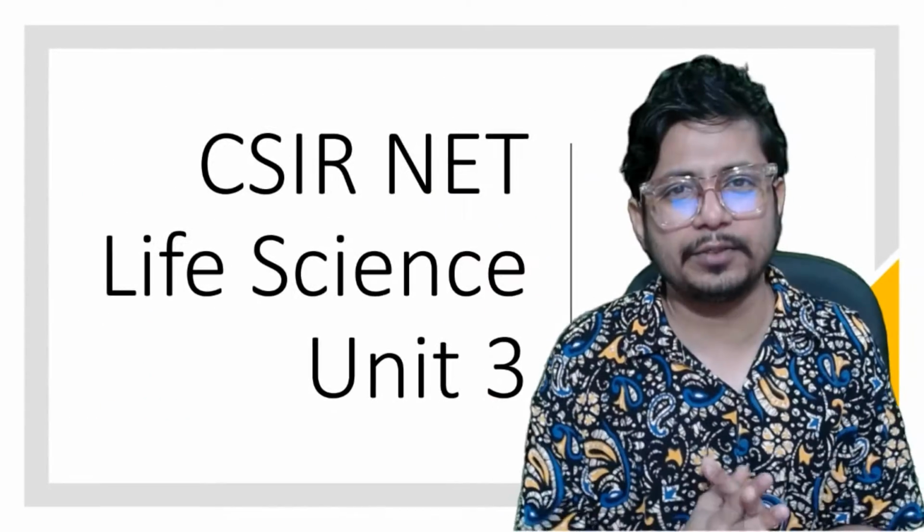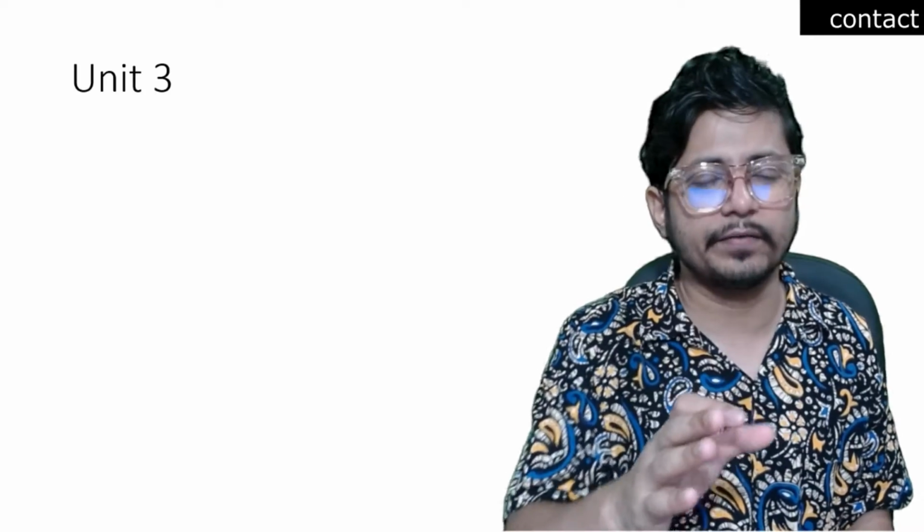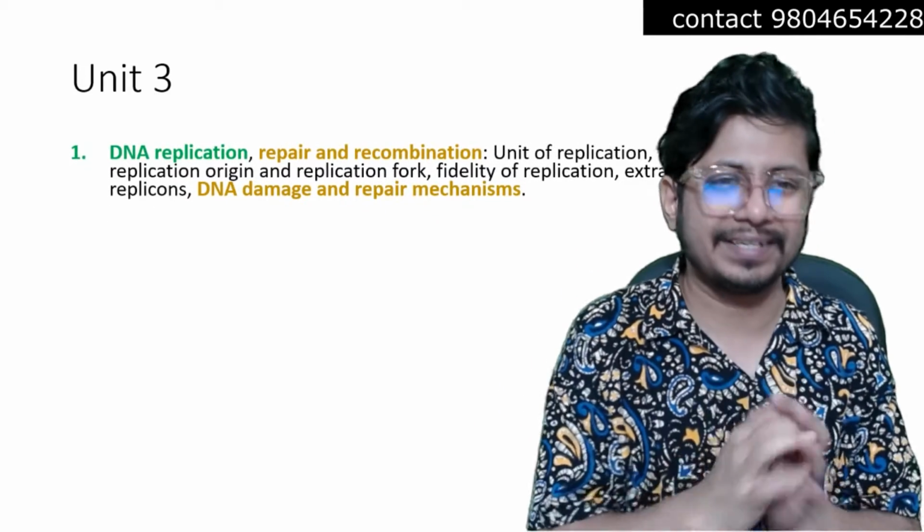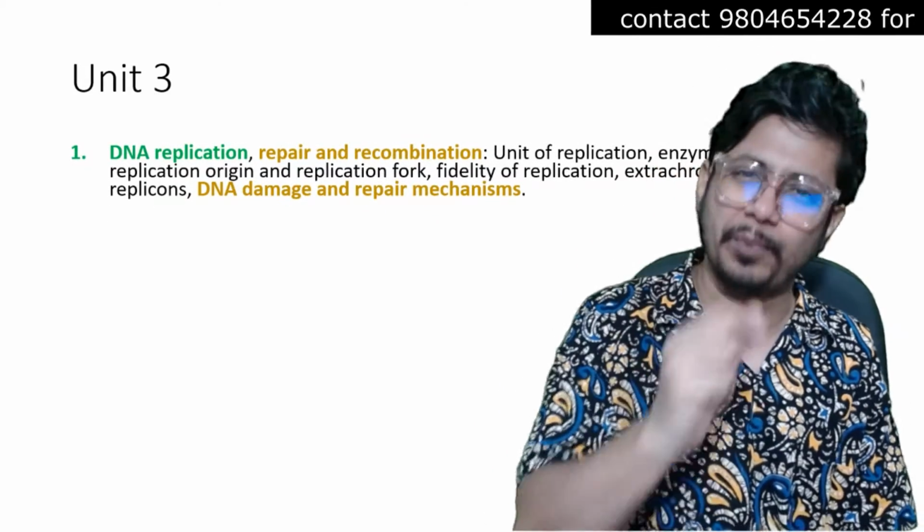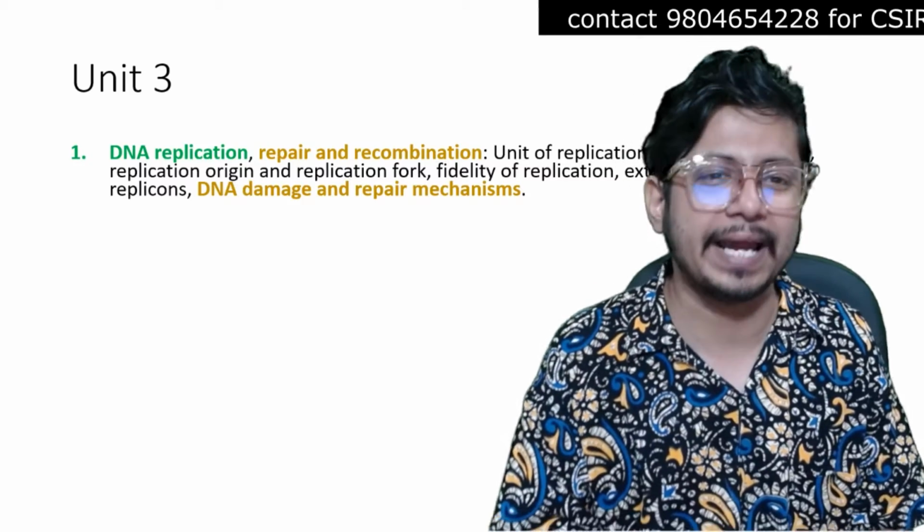Alright, so now let's begin to talk about CSIR NET Life Science Unit 3. So starting with the CSIR NET Life Science Unit 3 molecular biology syllabus. So again, the syllabus is right in front of you, and we have a color coding: green most important, yellow moderately important, red least important. So starting with this one, DNA replication belongs to the most important topic category.